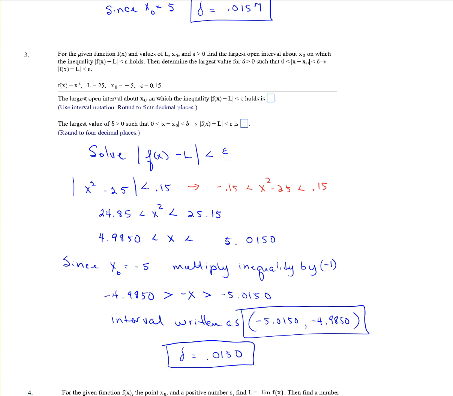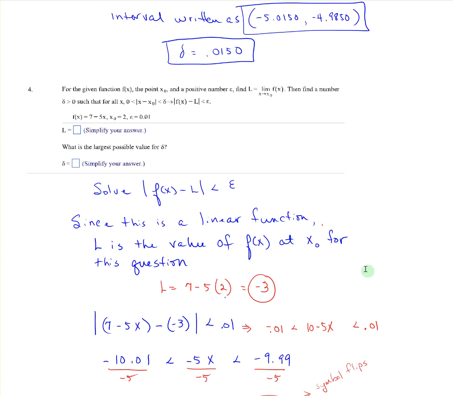Let's look at number 4, which is our last one. Number 4 is a little bit different. They give you f of x, x sub 0, and epsilon. They did not give us L. And so if we're still trying to solve this, since this is a linear function, L is the value of f of x at x sub 0 for this question. Because it's linear, we can just direct substitute that. So L is going to be 7 minus 5 times 2. X sub 0 was 2. That gives us negative 3. So our L is negative 3.